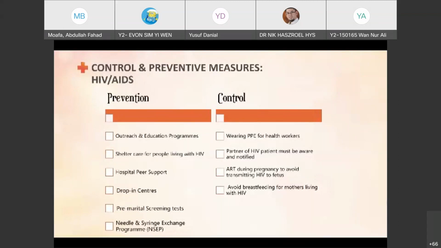This program also aims to address gender and sexuality issues, drug use, violence, and other compounding factors that intensify HIV vulnerability. Then, shelter care for people living with HIV. The Malaysian AIDS Foundation funded and in some cases helped to set up a number of shelter home facilities for people living with HIV in Malaysia.